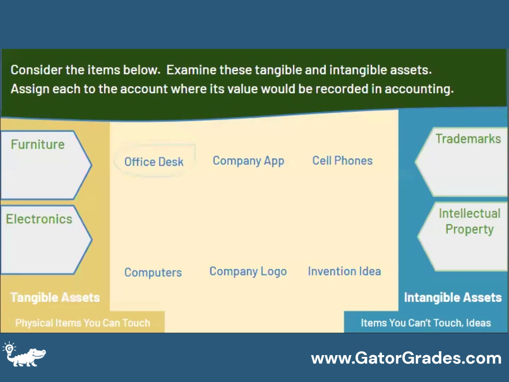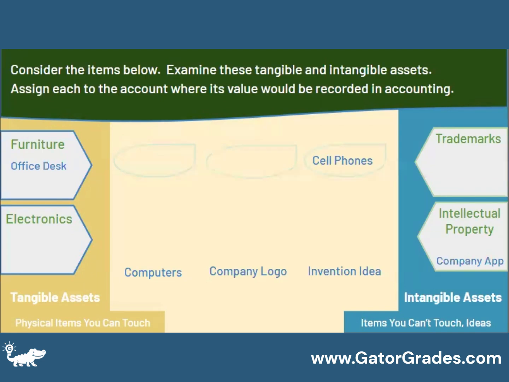An office desk. The dollar value associated with this office desk would be recorded in which account? If you said the furniture account, you're correct. What about a company app? Would this be furniture, electronics, trademarks, or intellectual property? Did you correctly answer that an app is intellectual property?